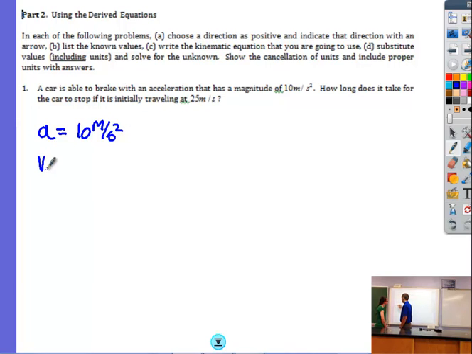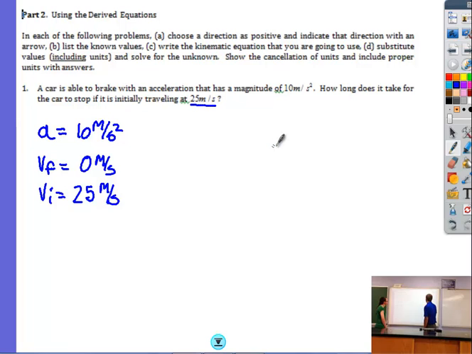Final velocity, stopped, at 0 meters per second. Initial velocity was 25 meters per second. Now, we're still supposed to figure out positives and negatives. Now that I know the whole scenario, I'm going to draw a picture. I've got my little car, and it was initially moving this way at 25 meters per second, and it ends up stopping. So I'm going to say it was moving in a positive direction. So this way is positive, which would make this way negative.